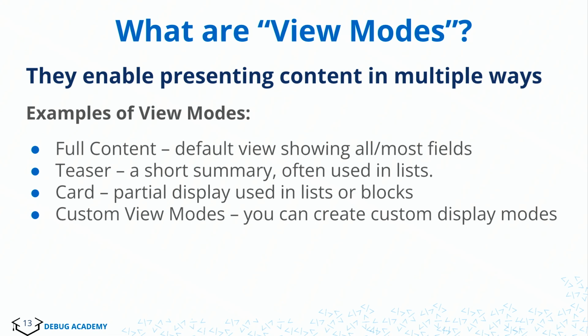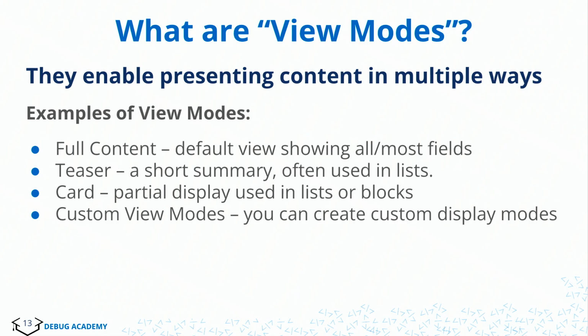So in order to display your content in different presentation formats, you would use view modes. Examples of view modes are full content, so that's the default view showing all or most fields. So the recipe page we were looking at that had the ingredient list and directions, that was the full content view of that page. Teaser is a short summary, often used in lists. Card is a partial display of fields, so it might include the title, an image, and maybe a short description. And that's also used in lists or blocks.